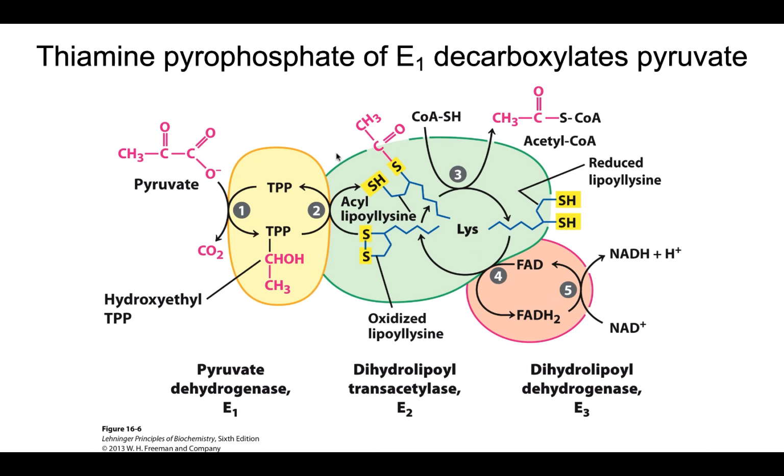The first step is here in E1, where thiamine pyrophosphate of E1 decarboxylates pyruvate. So here is E1, here's pyruvate, and we attach the acetyl group. So this carbon here of the methyl and this carbonyl carbon gets attached to TPP, and we release CO2 as a byproduct. Boom. And remember, this is multiplied by 2 if we're talking about the stoichiometry per glucose.